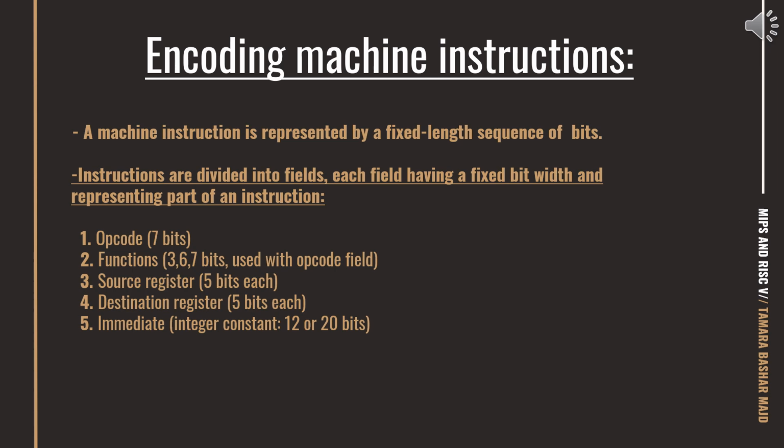These instructions are divided into different fields, each field having a fixed bit width and representing a part of the instruction. The first field is the opcode, which is 7 bits. The second is the function, which is 3, 6, or 7 bits. The source register, 5 bits. Destination register, 5 bits. And the immediate, which is an integer constant of 12 or 20 bits. The total is 32 bits.